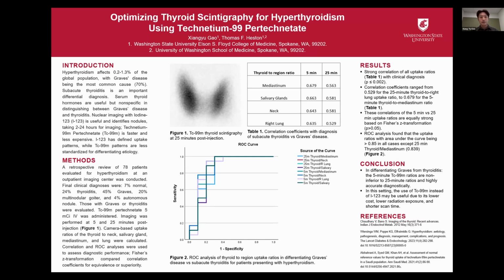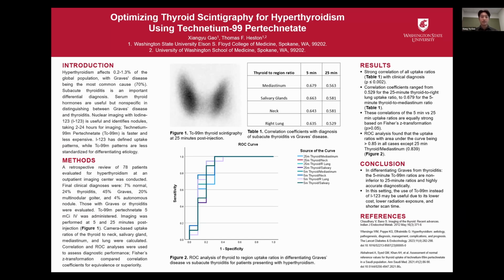One important differential from Graves' disease is subacute thyroiditis. And in the absence of clinical symptoms of Graves' disease, you would do a thyroid scintigraphy to differentiate between this and thyroiditis. This is done by administration of a radiotracer, followed by a waiting period for uptake, and then nuclear imaging to calculate the thyroid uptake ratio from the thyroid relative to other regions of the body, such as the mediastinum or the neck, salivary gland, and right lung. A higher uptake ratio would indicate Graves' disease, a lower would be subacute thyroiditis.